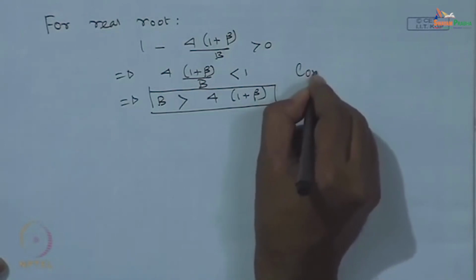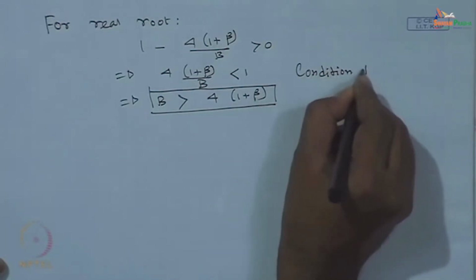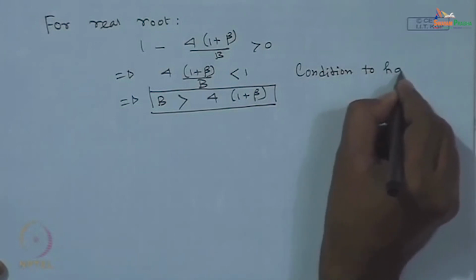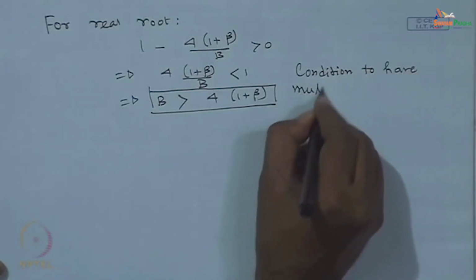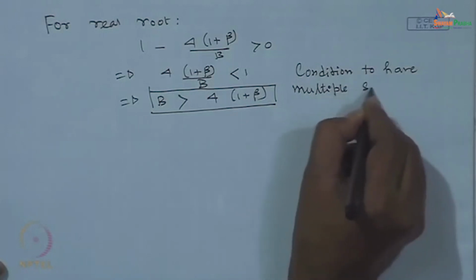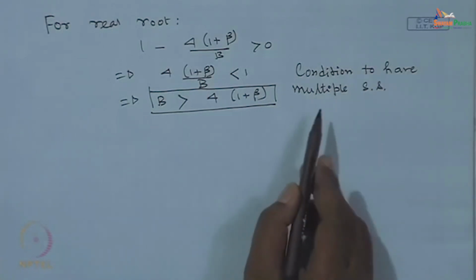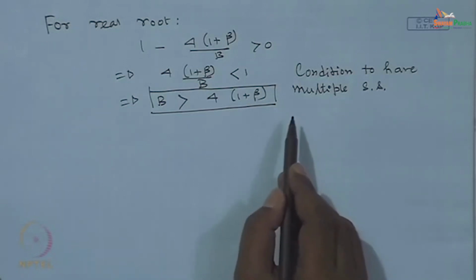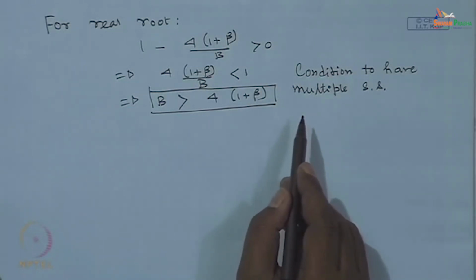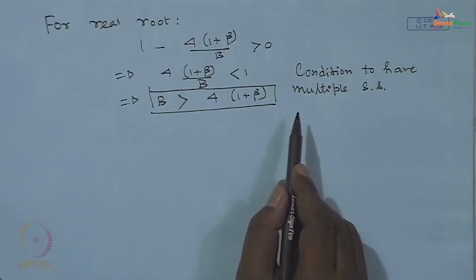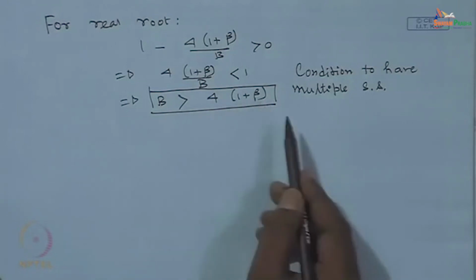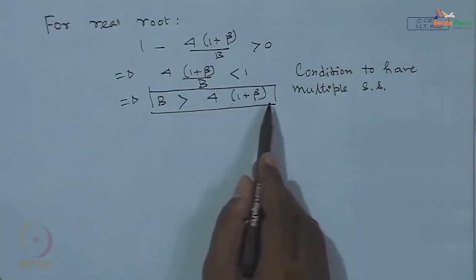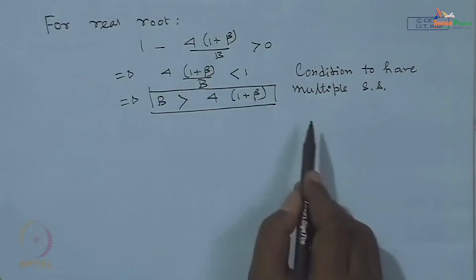So this becomes the condition to have multiple steady states of this problem. This is just a counterpart of what we obtained for the condition of having a unique steady state. If you remember, the condition we obtained from contraction mapping for existence of a unique steady state is b less than 4 into 1 plus beta. Obviously, when b is greater than 4 into 1 plus beta, that is the condition for multiple steady states, and we have derived that.